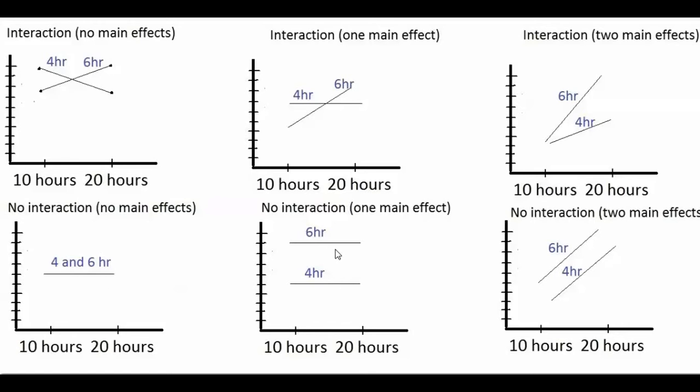If one line is above the other line, but they're both flat, there's no interaction and 1 main effect. If one line is above the other line, and they're both going in the same direction, from left to right, and they're both parallel like they are here, then there's no interaction and 2 main effects. Notice how in all 3 of these graphs, the 2 lines are not parallel. That's why all 3 of these are interactions. Notice how in all 3 of these graphs, the lines are parallel. That's why all 3 of these are examples of no interaction. When the lines are not parallel, there's an interaction, and when the lines are parallel, there's no interaction.